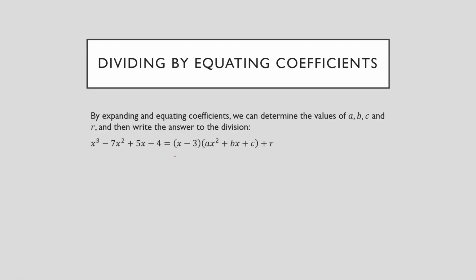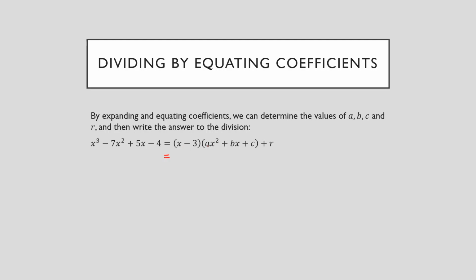We're going to expand this right-hand side, then equate coefficients, and then we can determine the values of a, b, c, and r, and write my final answer without actually doing any division. Okay, so let's expand this out.